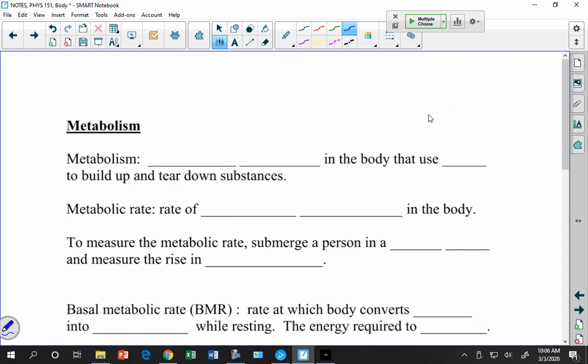All right, let's look at metabolism. Metabolism includes biochemical reactions in the body that use energy to build up and tear down substances. And the metabolic rate is just the rate at which you have energy usage in the body. Rate of energy usage in the body.